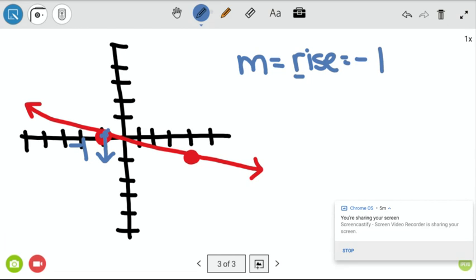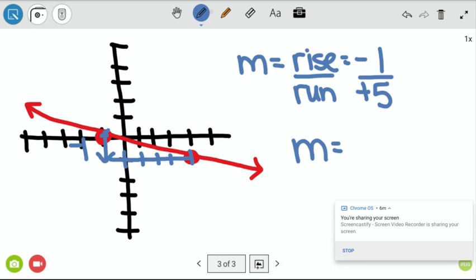I went down 1. Now, how many units do I go over to get to this point? I start from where I turned. I went 1, 2, 3, 4, 5 units. Right is positive. So a negative divided by a positive would give me a negative, and that is a fraction, -1/5.